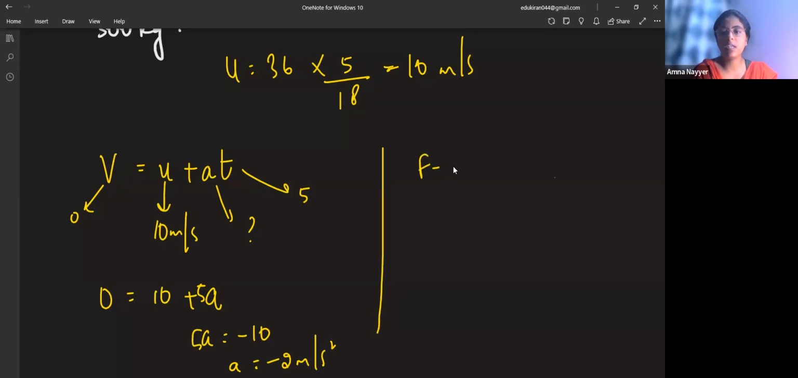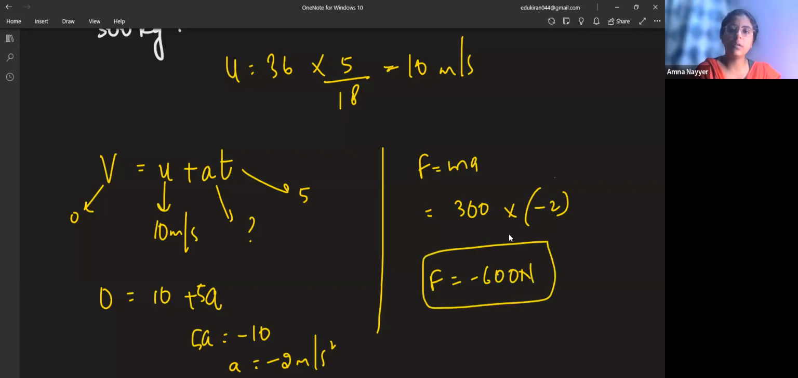F is equal to ma. Mass is 300. Acceleration is minus 2. So force will become minus 600. Note down the solution quickly. Minus 600. Good, Harsha. Note it down, then we'll discuss.